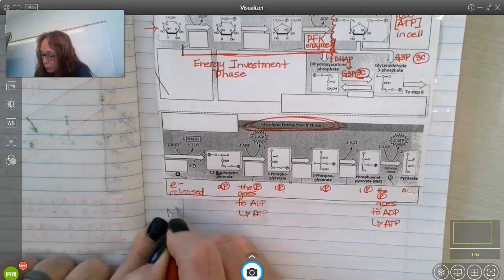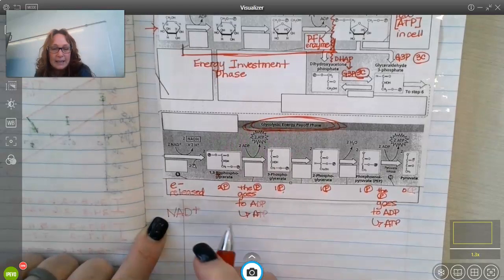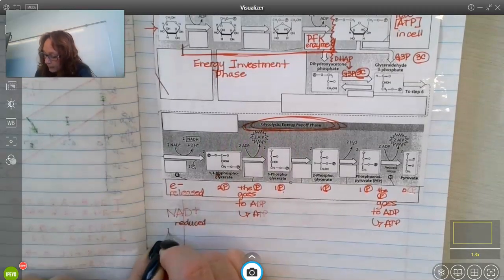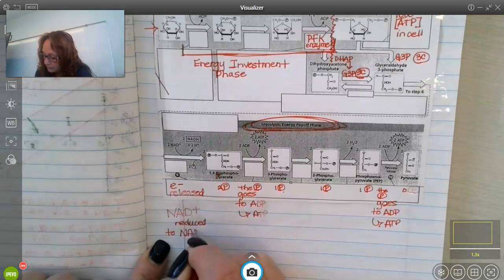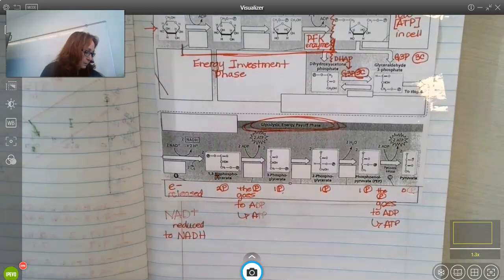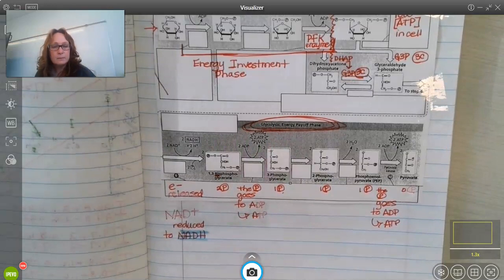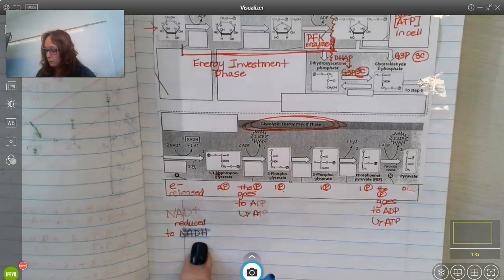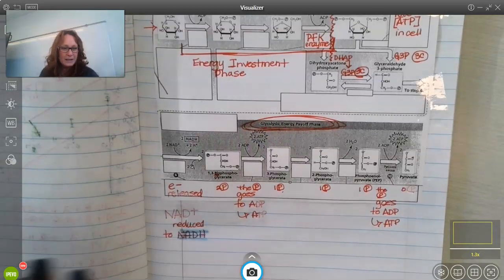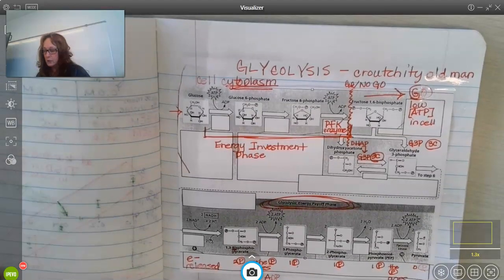And so you would reduce NAD to NADH. And now I've got that to where I've shown we're going to have electrons going to the electron transport chain. So that's not so bad, right? So that just walks us through glycolysis.